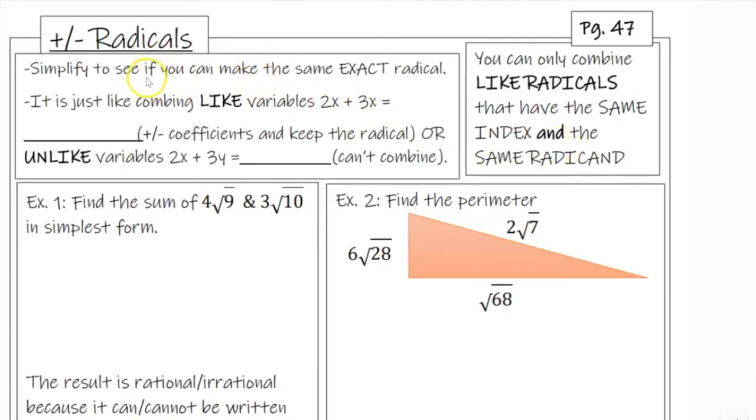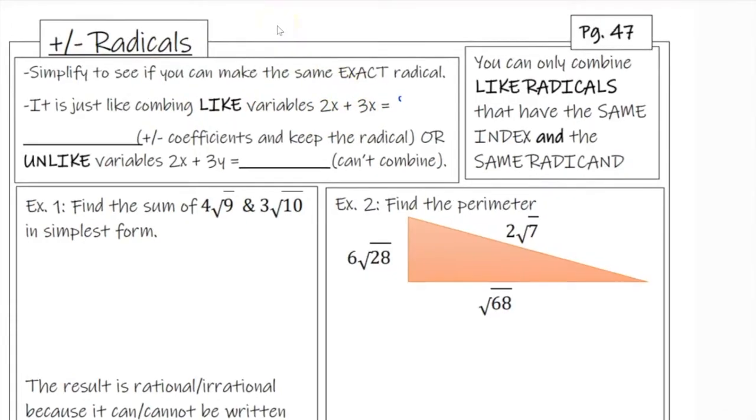Let's bring this back to third grade. First of all, what you're going to do is simplify to see if you can make it the same radical. It's just like combining like variables. So you did this in third grade. Pause the video. What is 2x plus 3x? Right, so you should have said 5x.